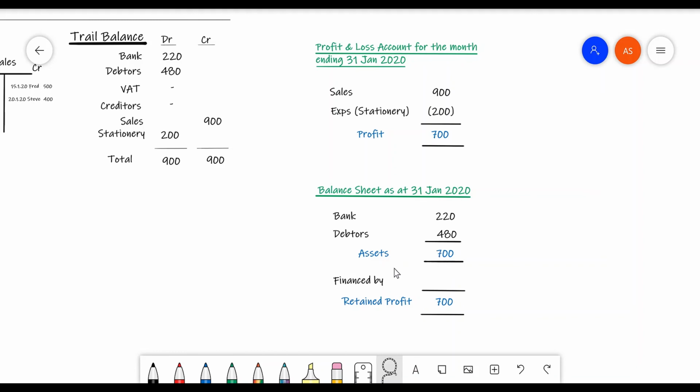We would normally take away our liabilities from here, but as we've paid our VAT and our creditors, there are none, so our net assets are also 700. And this is normally financed by things like the capital that the owners would put in, or long-term debt, or any retained earnings that we've made from previous years, as well as this particular month. So here in this case, our profit figure was 700, and as the retained profit and the net assets equal, this means that our books balance.